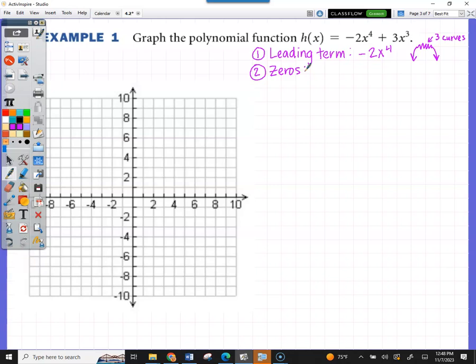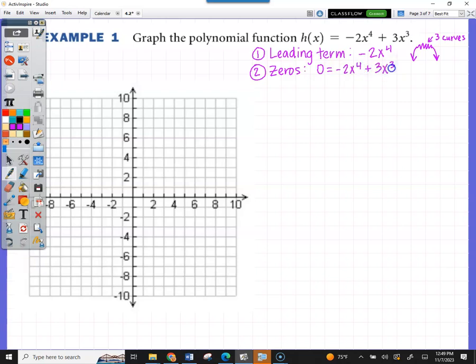X squared. X cubed, sorry. X cubed. And what do you think I'm going to pull? The negative. I'm going to pull a negative because I can't stand for the leading term to be negative. It doesn't matter if you pull a negative or not, it's not going to change your answer. So what I'm going to do is set the whole thing equal to 0.